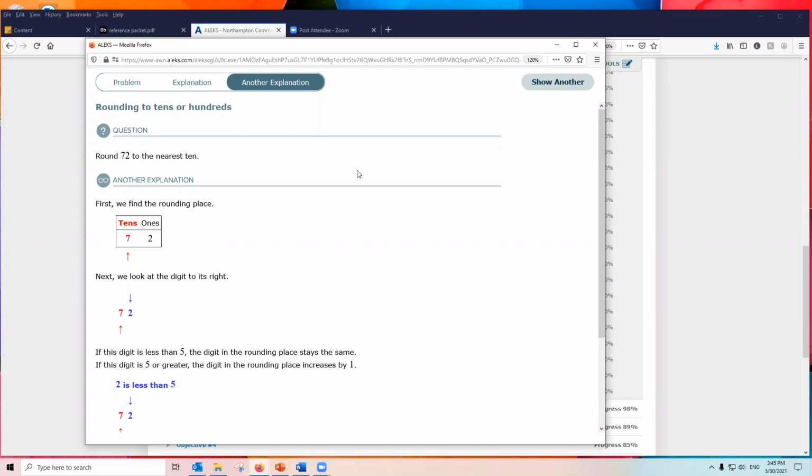All right, let's do this one. It says round 72 to the nearest 10. Well, I know this is the ones position. This is the tens position. So they're asking me to round to the nearest 10. They want me to round this 7.